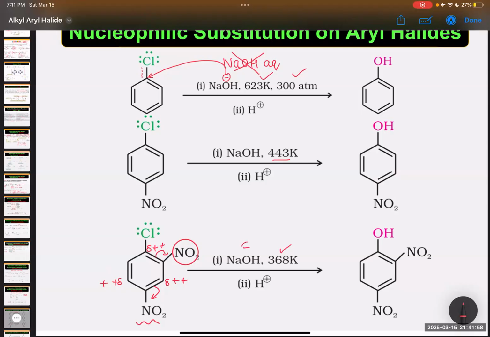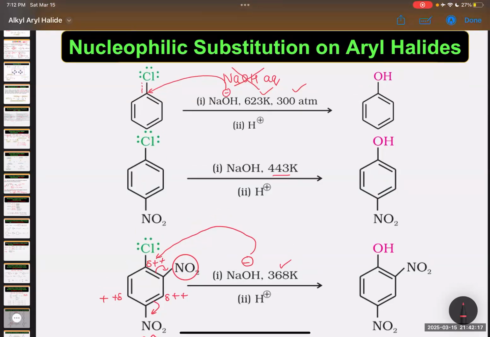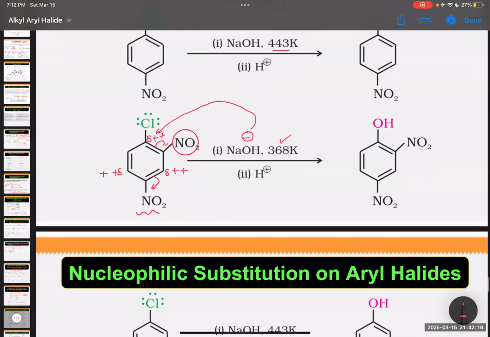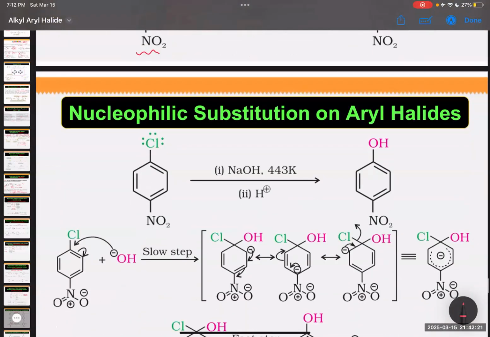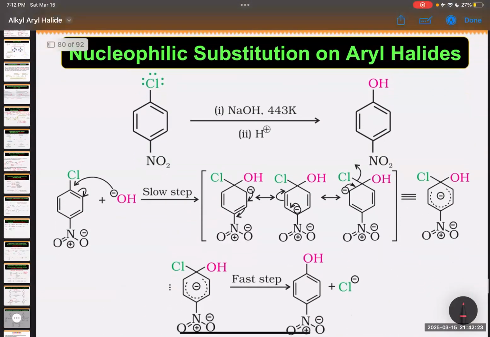Now we have taken NaOH, and this position which is connected to Cl has a lot of plus charge on it because of the NO2. So it has become very reactive. So the Cl can be displaced very easily by OH. But this is not SN1 or SN2. This is the addition elimination mechanism or bimolecular NAS. Look how this is happening.